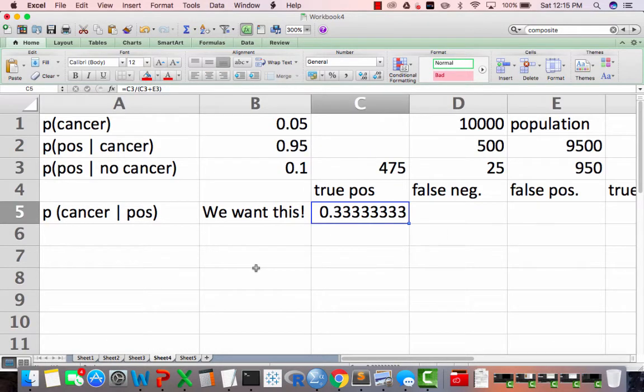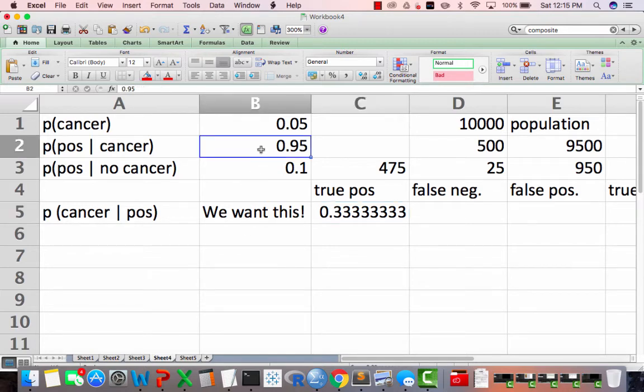That is the counterintuitive nature of this. Even though you've got this 95% true positive rate and only a 10% false positive rate, which seems pretty accurate, if someone comes in off the street, takes the test, and doesn't have cancer, it's still a pretty low probability that they actually have cancer, given that they got a positive result on the test.